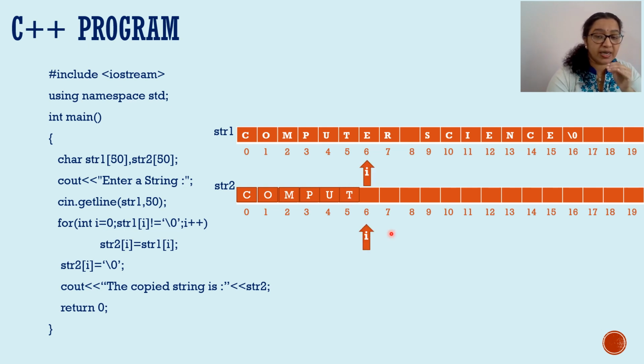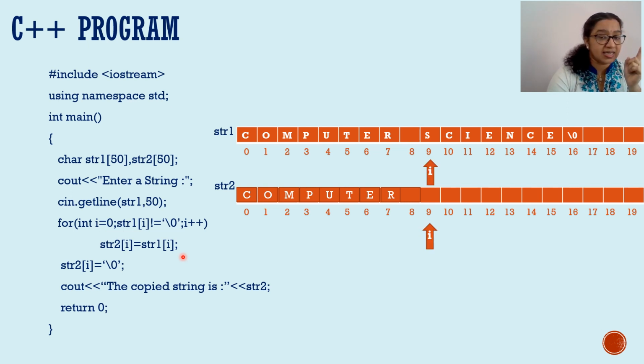Now I is incrementing to the 6th position. The letter E, so the E is copied. Now again R, the letter R on the 7th position, so that also is copied. Now I is incrementing to the 8th position. See, the 8th position is blank, but there is a space. Space is also a character, so we want to copy that space here. So str2 of 8 is equal to str1 of 8. So that space will be copied there.